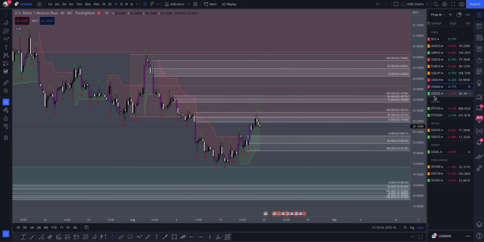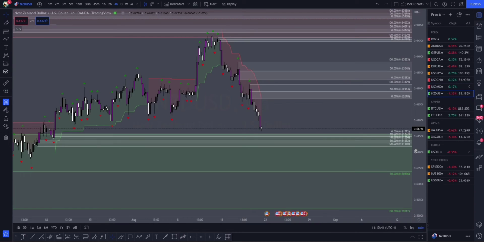All right, NZD USD short-term currency bias is long. All right, so I'm looking for this pair to come into any of these unmitigated 4-hour demands as well as this institutional accumulation area to take this pair to the upside.